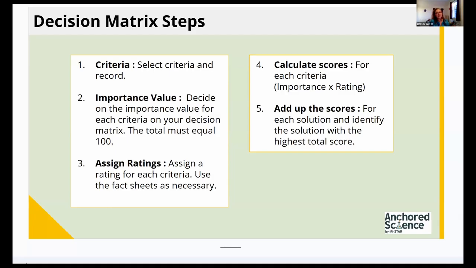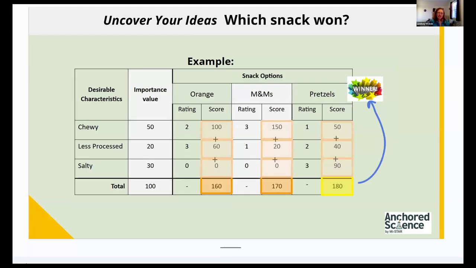You calculate scores and then you add up those scores. I'm giving you a really quick flyby right now. The decision matrix lesson plan is a little more detailed to help you walk through that with your students. But this would be an example decision matrix for different snacks, which snack won.